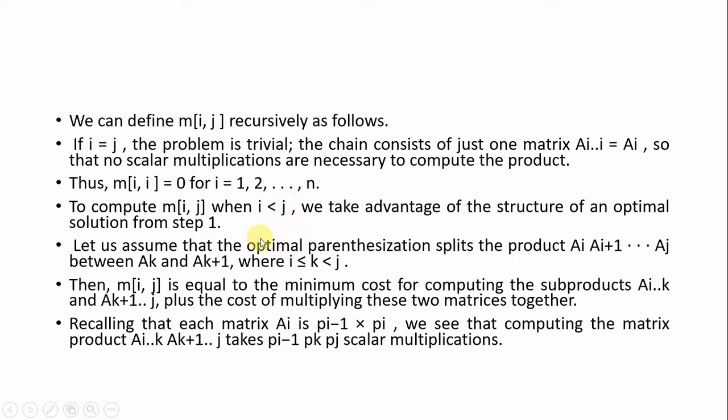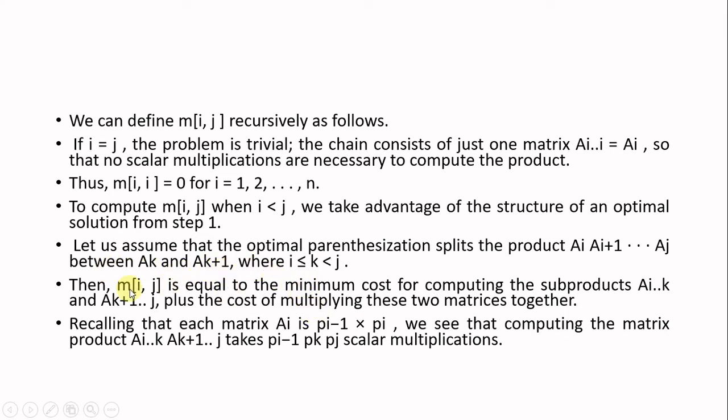So to compute m of i comma j, the first case is i equal to j; the next case is when i less than j. When i is less than j, we take advantage of the structure of an optimal solution from step 1. Let us assume that the optimal parenthesization splits the product Ai to Aj between Ak and Ak plus 1, where i is less than or equal to k less than j. That is our usual assumption.